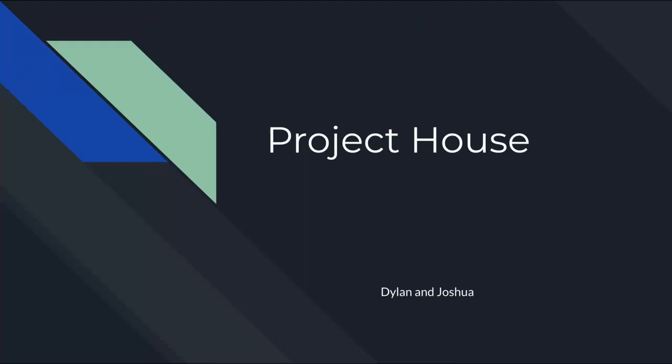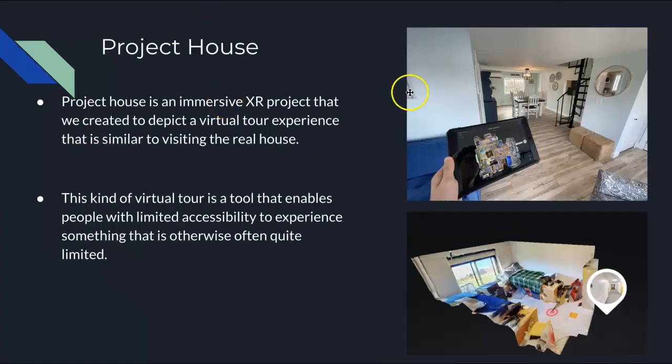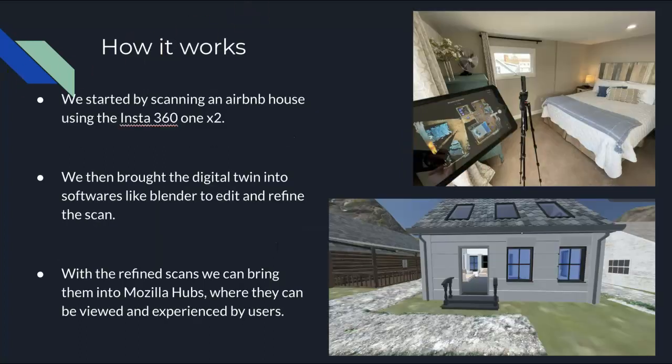Welcome to Project House. The idea behind this project is to have an immersive tour that lets people view a property or house from anywhere in the world at any time. This kind of virtual tour enables people with limited accessibility to experience something otherwise quite limited. It works by originally taking a 3D scan of a house, point cloud, taking that into Blender, then into a Hubs room, which is accessible to anyone.